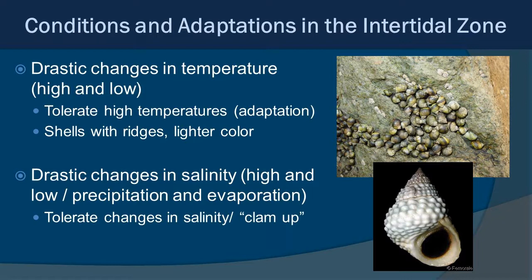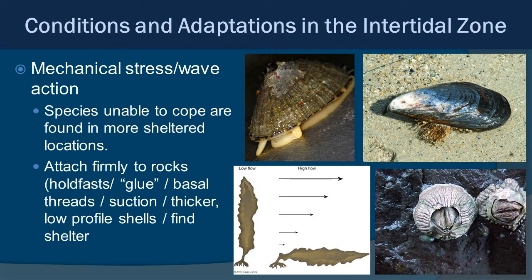Similarly, if there's not a lot of precipitation, the evaporation can actually cause the salinity to get very high in intertidal areas. And again, some species can osmotically deal with that change in salinity. Some just by clamming up, keeping in and retaining the water, which also keeps out some of those drastic changes in salinity.